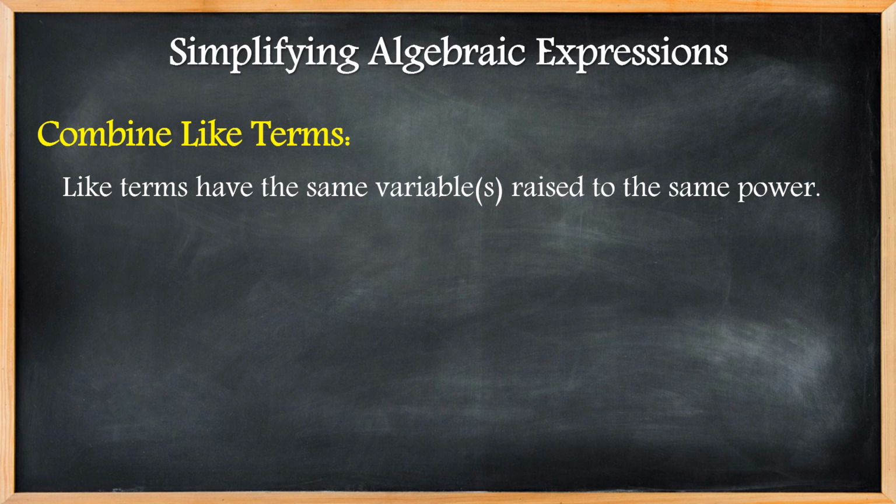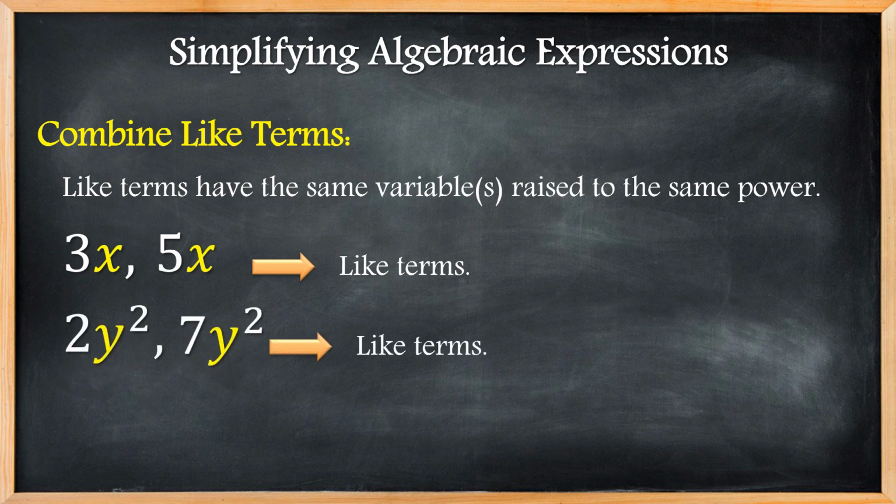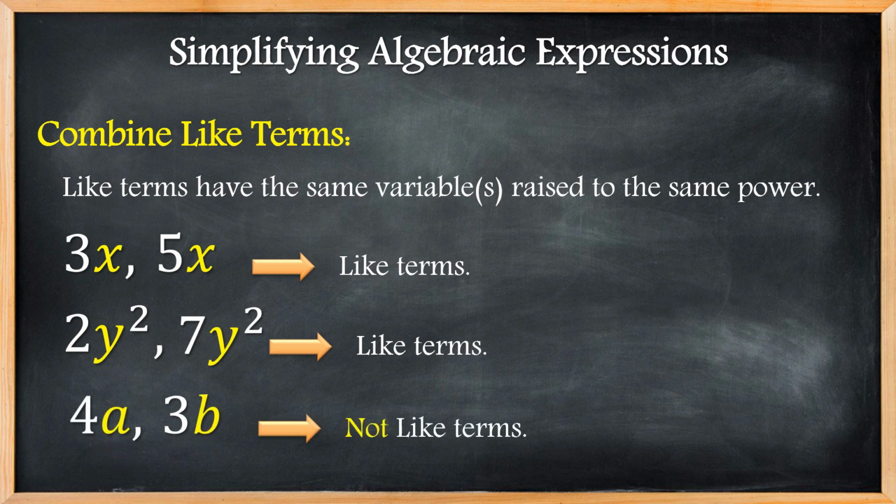Simplifying algebraic expressions is to combine like terms. But what are like terms? Like terms are terms that have the same variable raised to the same power. 3 multiplied by x and 5 multiplied by x are like terms. 2 multiplied by y squared and 7 multiplied by y squared are like terms. 4 multiplied by a and 3 multiplied by b are not like terms.